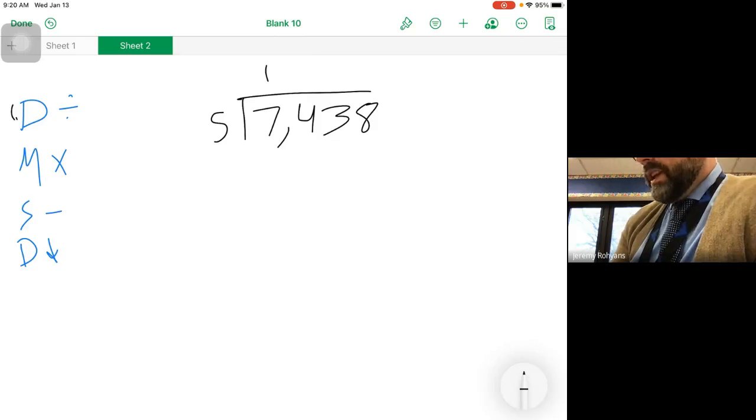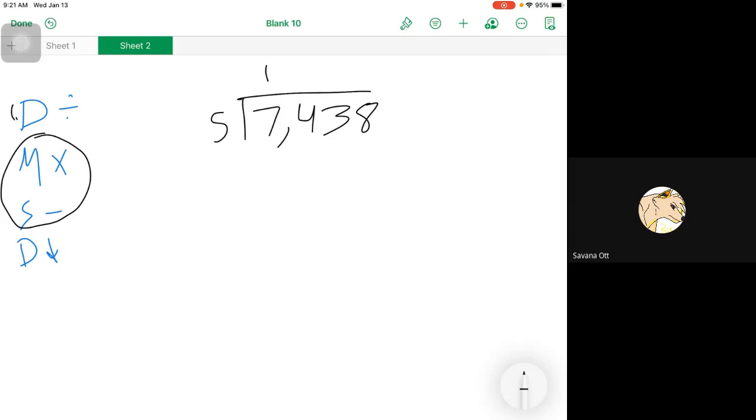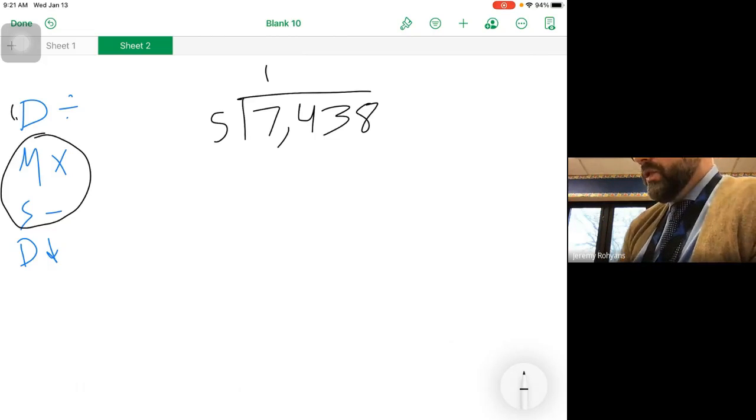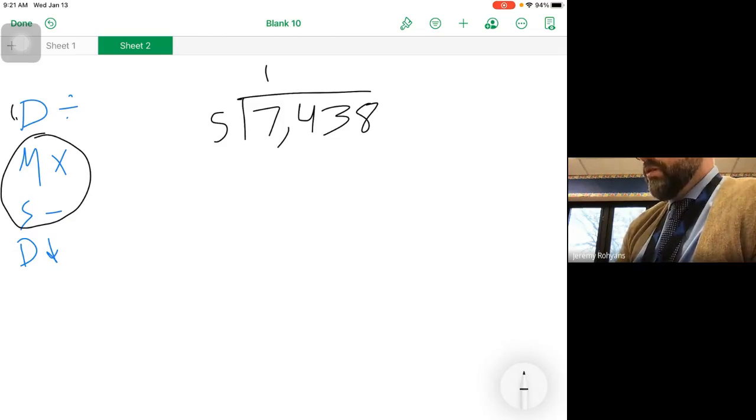One thing I always notice people get confused on is this middle step, the multiplying and subtracting. If it helps you to think of that as just one step altogether, then by all means, do whatever works best for you. If you need to think about multiplying and subtracting as one quick step, that's okay with me, as long as you are getting the right quotient. So multiply, 5 times 1 is 5. 7 minus 5 is 2.